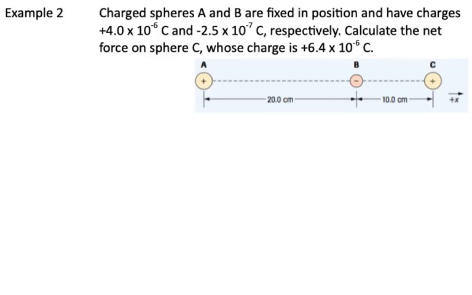So in this example, we actually have more than two spheres. We have three of them. A is positively charged, B is negatively charged, they are in fixed positions, and C is the charge that's free to move. Based on that, we want the net force on sphere C.